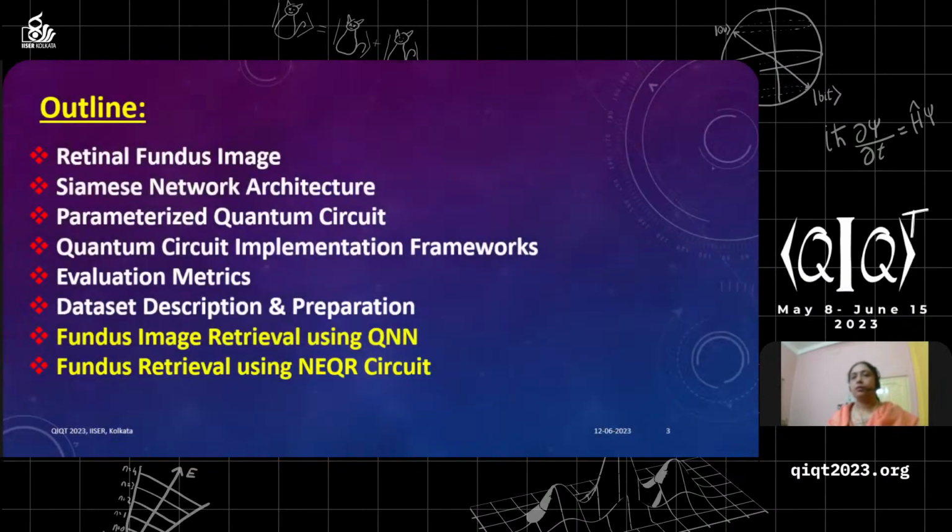These are the outlines of my presentation. We have executed our experiment in two different phases. First, retinal fundus image retrieval using Siamese quantum neural network, and then fundus retinal image retrieval using NEQR circuit, that is novel enhanced quantum representation circuit.